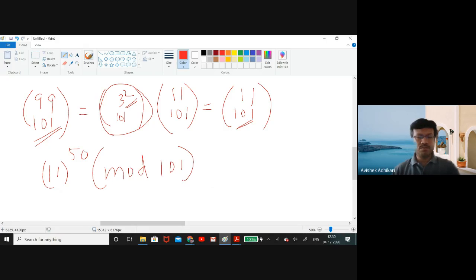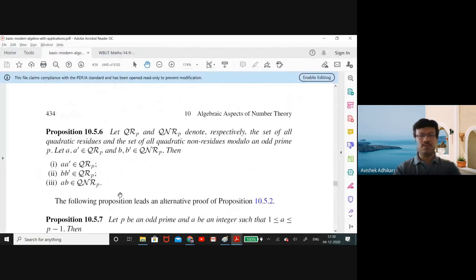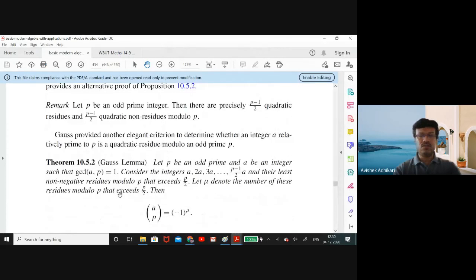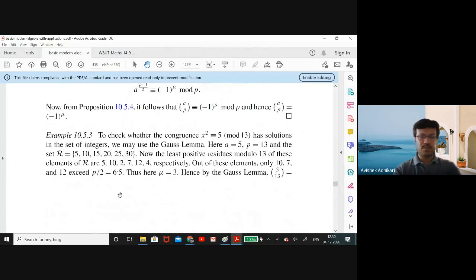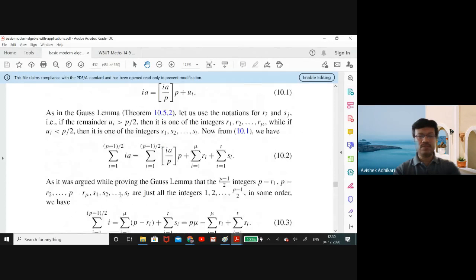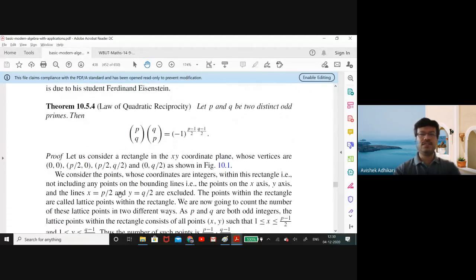So I need to have some more formulae, and that is known as Gauss formula. Maybe it will be your turn to read it. The law of quadratic reciprocity I will explain in my next class, but I will go to another formula which will help you get this value. Yes, this is important. This is known as the law of quadratic reciprocity, and that gives you a very nice way to calculate the Legendre symbol very efficiently.